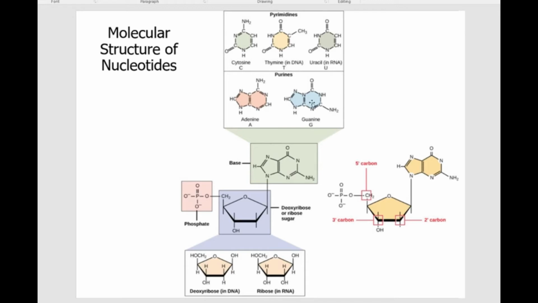Okay. Now there are 2 classes of nitrogenous bases, 2 groups. The first one is called pyrimidines. So that includes cytosine, which is usually represented by C, and you have thymine T, uracil U. And then purines, there are only 2, adenine and guanine, okay, A and G. Okay, so you need to know which one's a purine, which one's a pyrimidine.